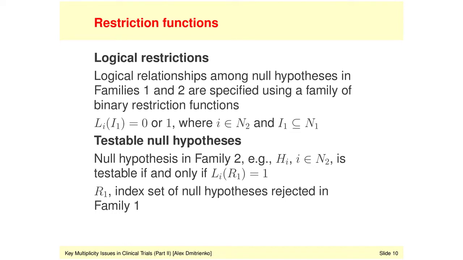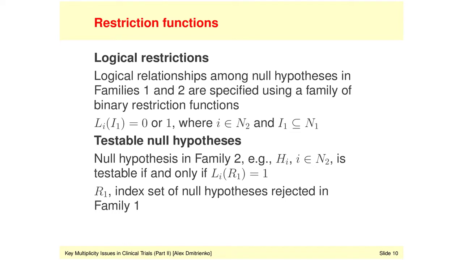If this restriction function is equal to 1, then the hypothesis Hi will be testable, which means that this hypothesis will be examined and the hypothesis test will be carried out. But if the restriction function is equal to 0, the hypothesis Hi will not be testable. This means that it will be accepted without testing. It is no longer clinically relevant.